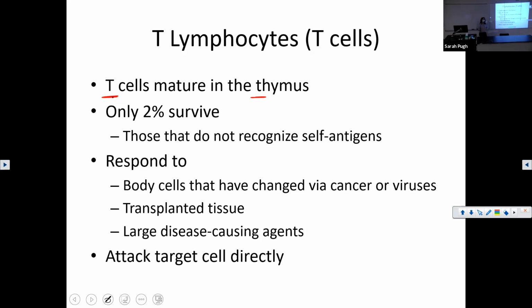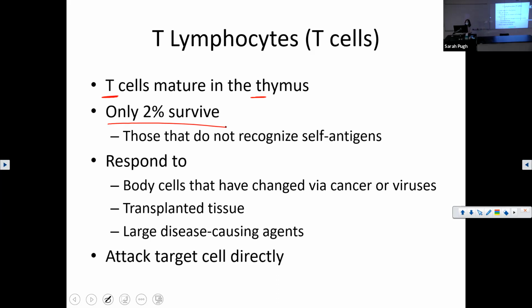So when T cells are made, they go to the thymus where they are basically put through multiple tests to ensure that they do not recognize self-antigens as foreign antigens. Because of that, only about 2% of the T cells that you make survive and make it out into circulation. The other 98% of the T cells that your body makes fail the test, and they end up recognizing your own body cells as foreign, and you take them out of circulation. They're never put in circulation.